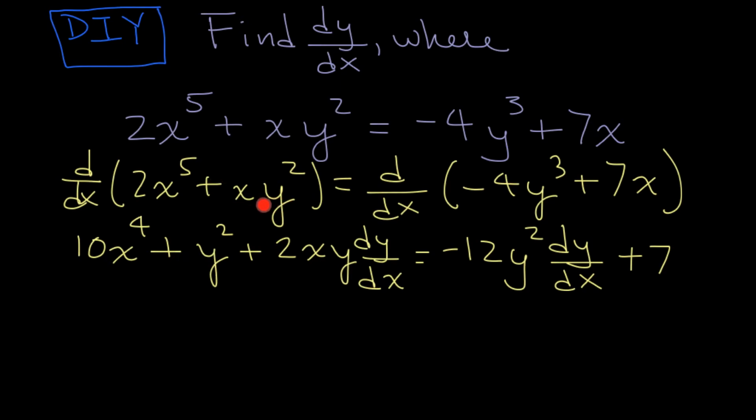So let's leave y^2 alone and differentiate the x. We get 1, so we get y^2. Now let's leave the x alone and differentiate the y and get 2y. So we get 2xy, but then of course we get dy/dx. And on the right hand side we get -12y^2, and again a dy/dx, but here when we differentiate 7x we just get 7.